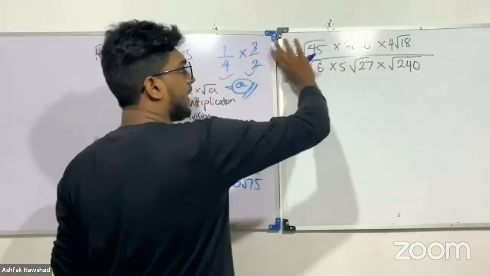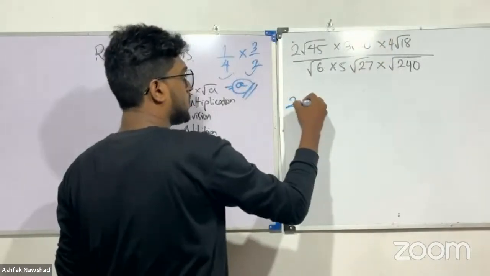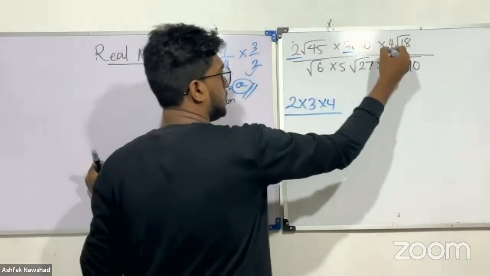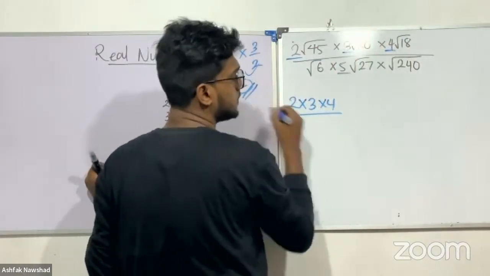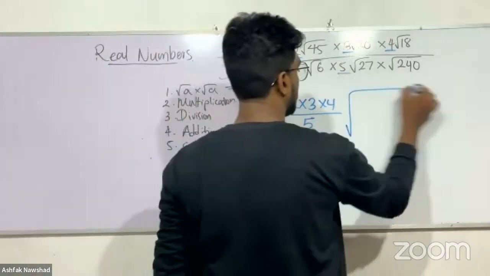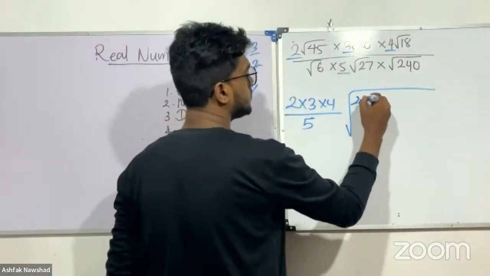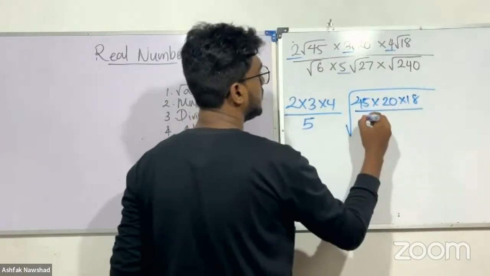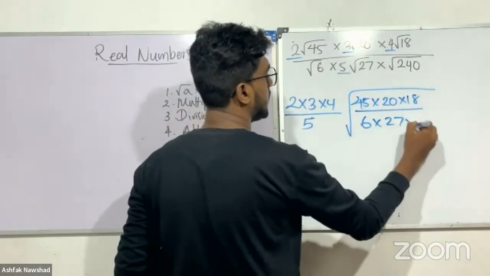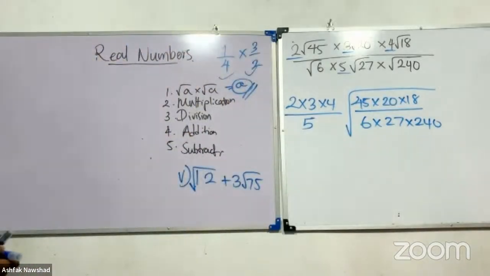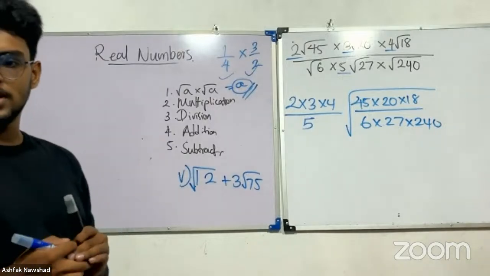The same steps. Write the whole numbers separately. 2 times 3 times 4. Right? 2, 3, and 4. And below there's 5. There's just 5, no? 5. And write the roots separately inside a common root. 45 times 20 times 18 over 6 times 27 times 240. Now let's simplify.